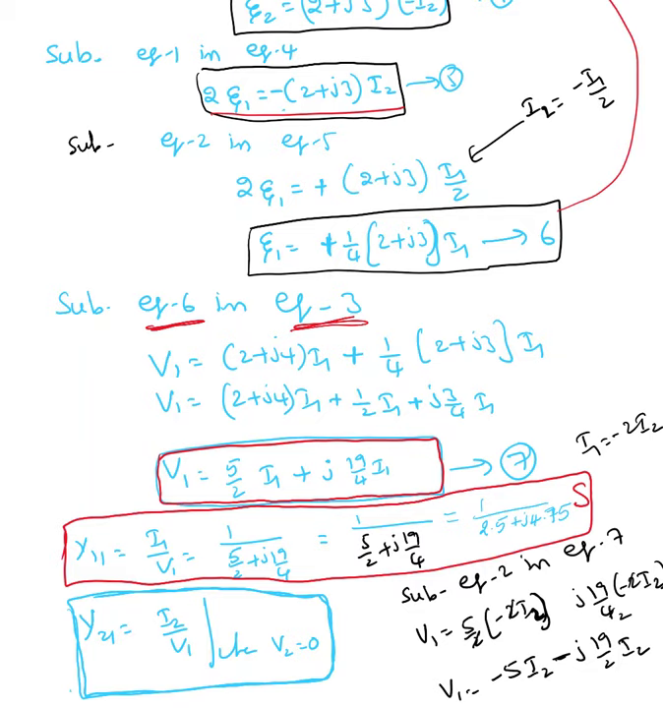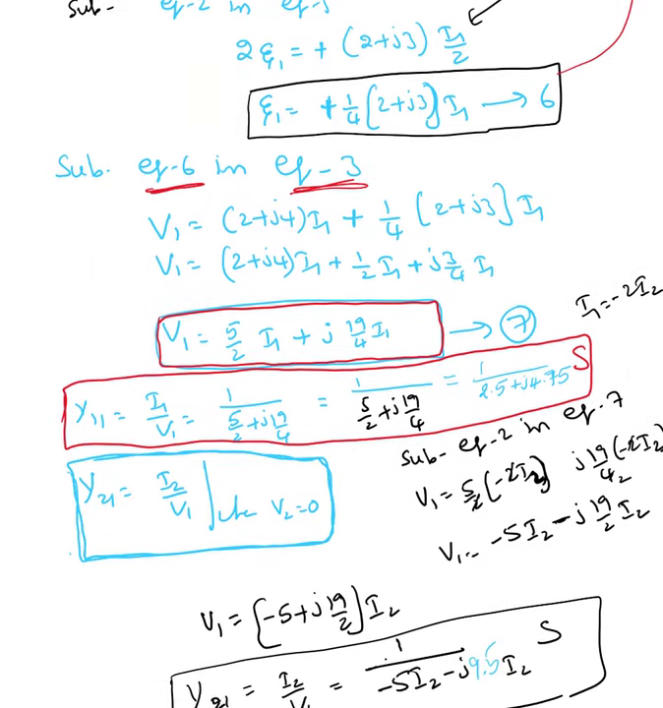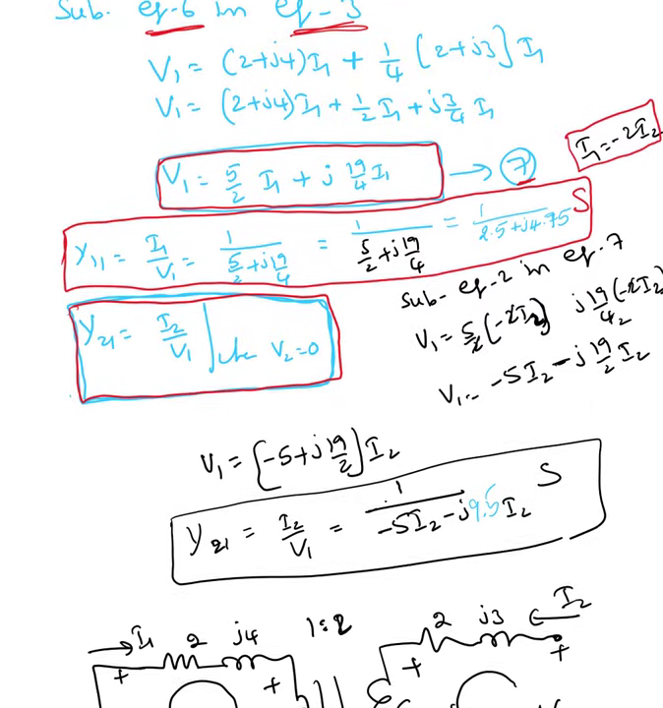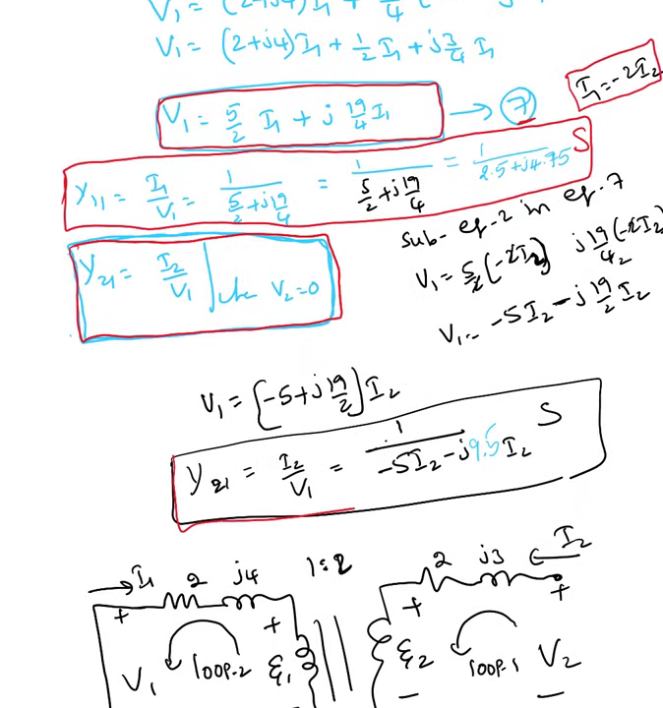Okay, now by using the same diagram, we can find Y21. Y21 is nothing but I2 over V1. I already have equation 7, so all I need to do is substitute I2 in place of I1. I have I1 equal to minus 2I2. If I substitute that equation, I'll end up with Y21 right here.